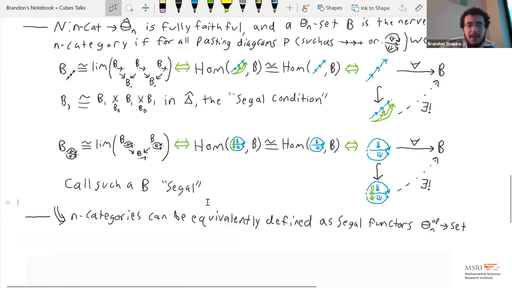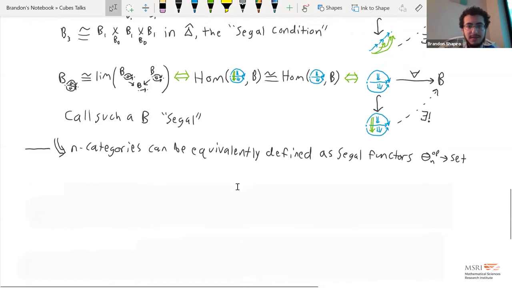So what this tells us is that we can define N categories as functors from this category theta N to set, which satisfy the Segal condition. And this is going to be helpful in proving the equivalence between N categories and cubical N categories.